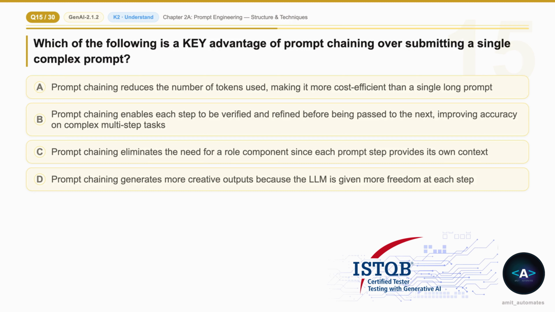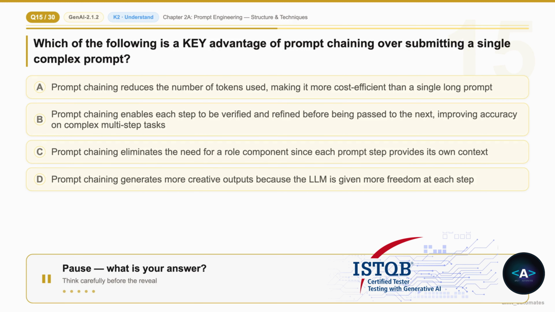Prompt chaining eliminates the need for a role component since each prompt step provides its own context. D. Prompt chaining generates more creative outputs because the LLM is given more freedom at each step. Take a moment. What is your answer?